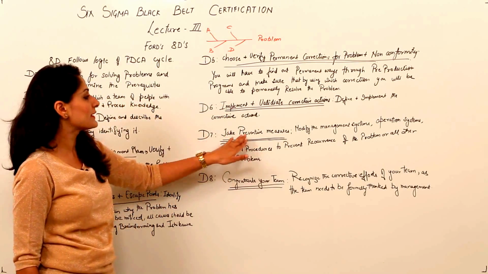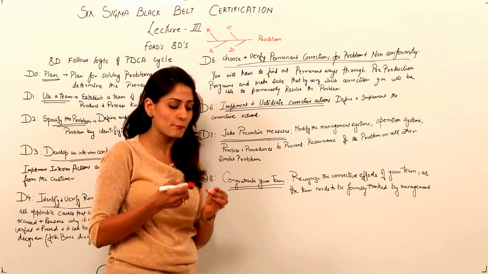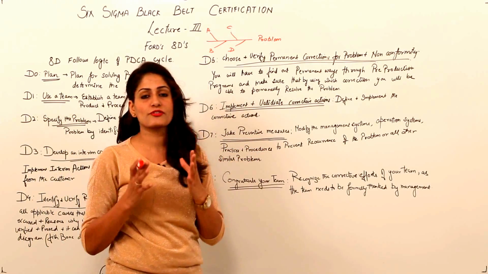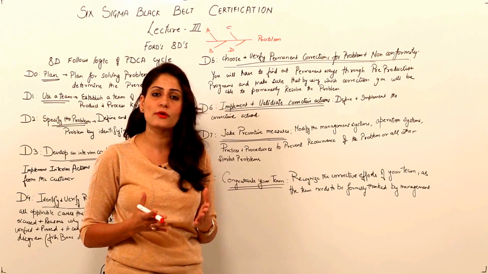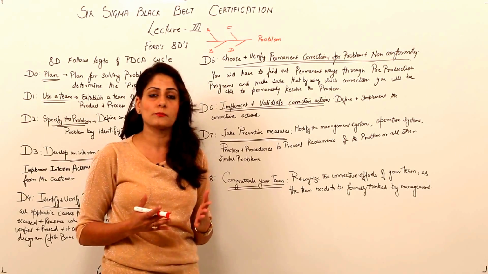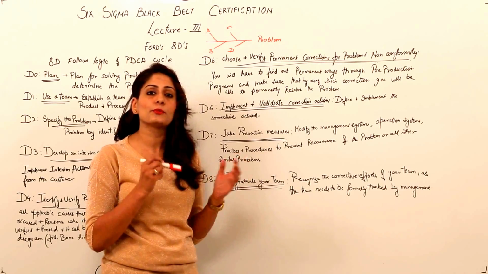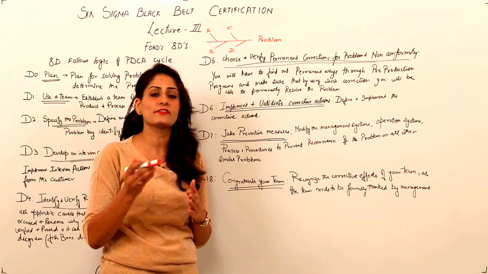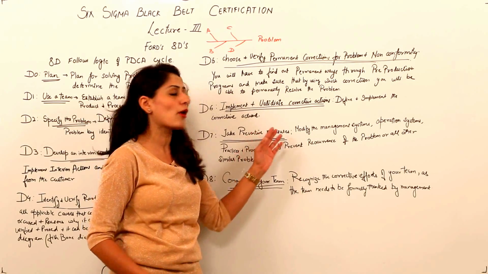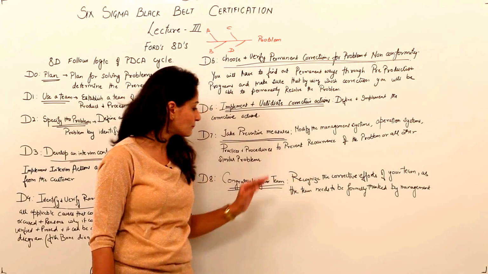Then you take preventive measures. Okay, this is also very important. Now you have just found out what has actually caused the problem, you have resolved the problem. So now what you need to do is put checks in place, put preventive measures in place, so that the system does not fall back and the problem does not resurface again.